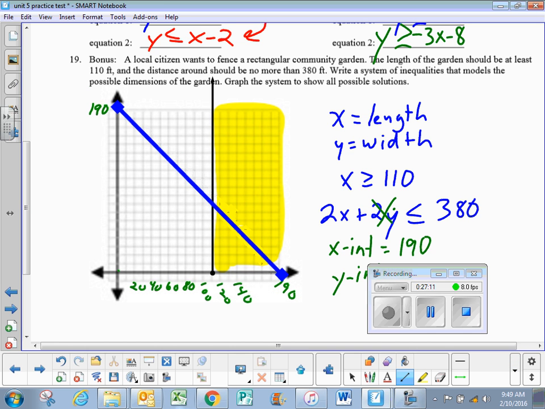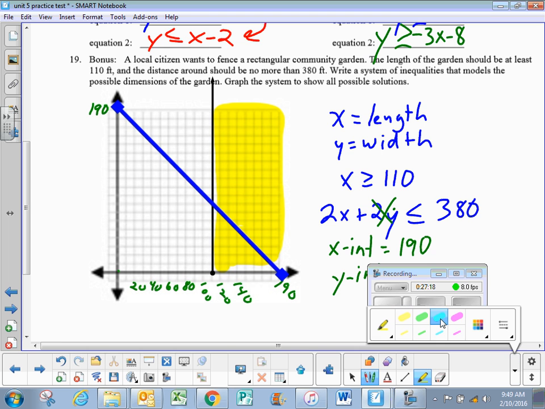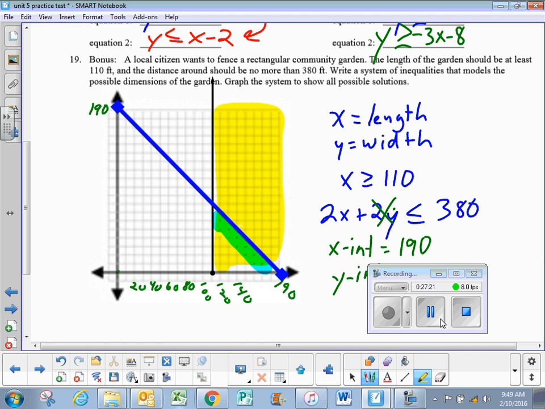Okay? And then where would we shade on that one? Well, it needs to be less than or equal to. So our answer is going to be this little region down here, because 0 is less than or equal to 380, yes. So we'd shade to the left, but the part that is an intersection is this area in here. That's it. Of course, we'd label these, right? This is length, width, and we're talking about our community garden.